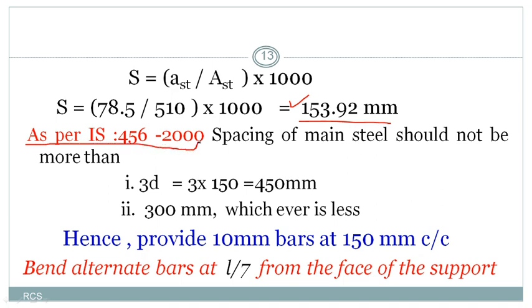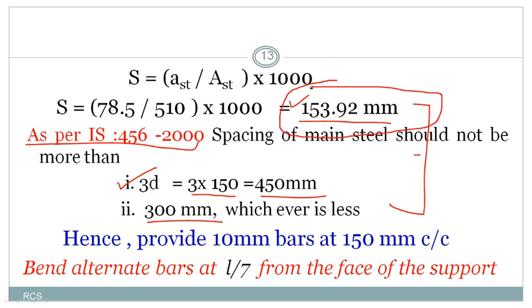For the spacing, what does IS 456-2000 give? The first condition is 3d and the second condition is 300 mm. If you multiply 3 into 150, you will get 450 mm, and the second is 300 mm. The minimum of these values will be provided as our spacing. So here 153.92, 450 and 300 mm, and the lesser value is 153.92. Hence provide 10 mm bars at 150 mm center to center, because I am rounding 153.92 down to 150, right?